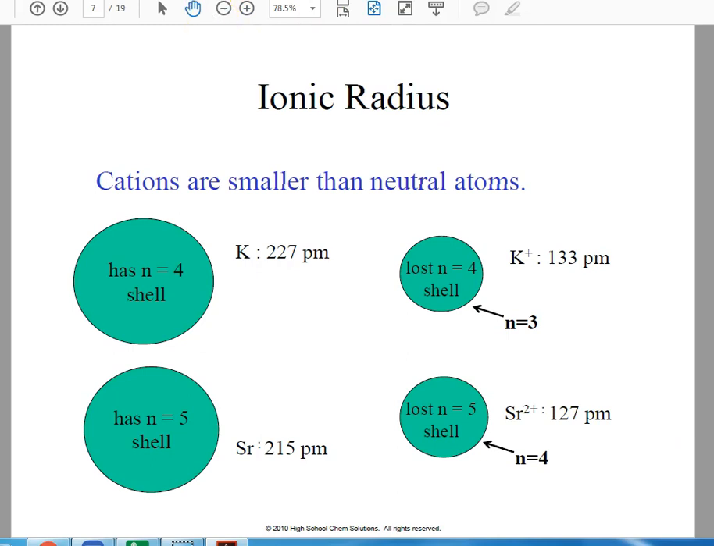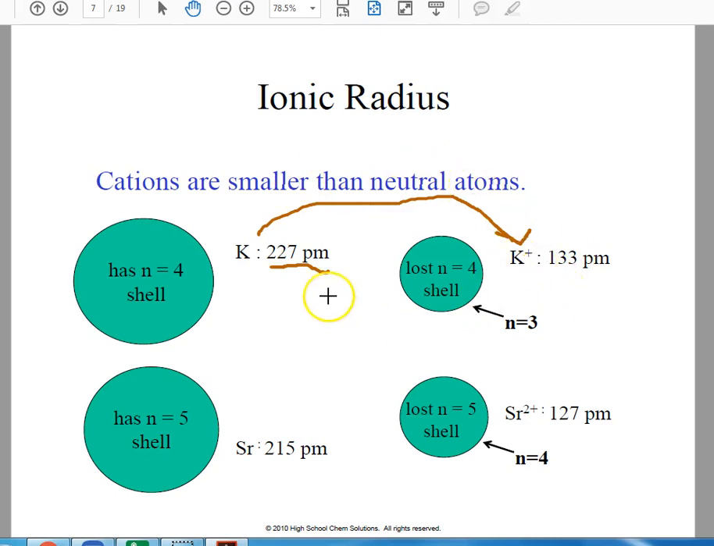Okay. Let's look at the effect, though, that has on the radius, or the size of atoms. So starting with potassium, normal potassium has a radius of 227 picometers. That is 4 layers in its shell because it is on the 4th row. But if potassium loses an electron to become K+, its radius decreases drastically down to 133 picometers. So look at that large change there.